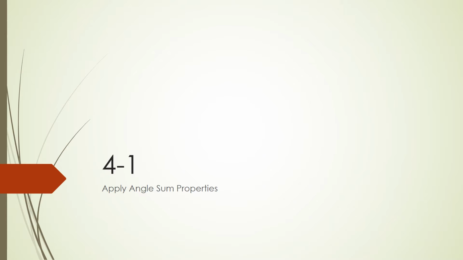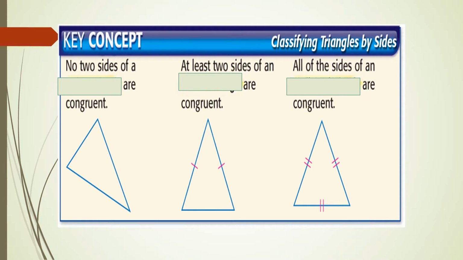Lesson 4-1. Apply angle sum properties. Classifying triangles by their sides. There are two different ways of classifying triangles. One is by the sides and one is by the angles. When we classify our triangles, we usually do it by sides and angles.